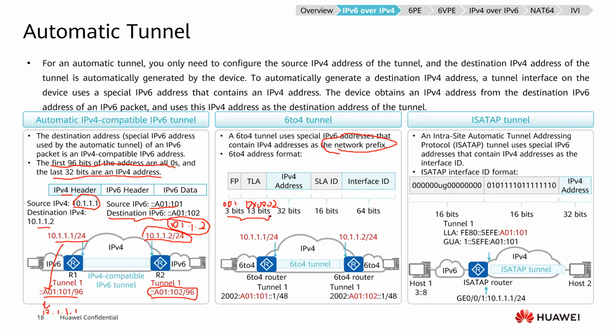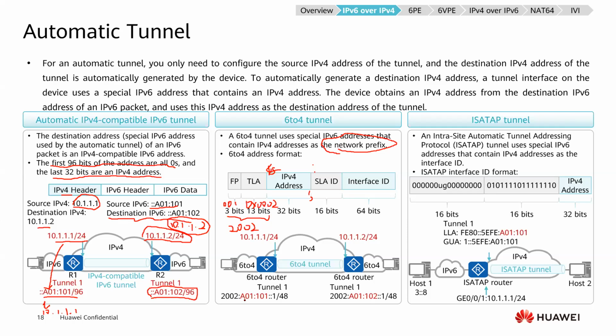So this just equals 2002, right? And then it equals the IPv4 address. So the first 48 bits are the prefix length of the IPv6 address, and then there is the SLA ID. The SLA ID is indicated by the site level aggregator, and it can be defined by the user itself, and finally the interface ID. So the special address looks like this.